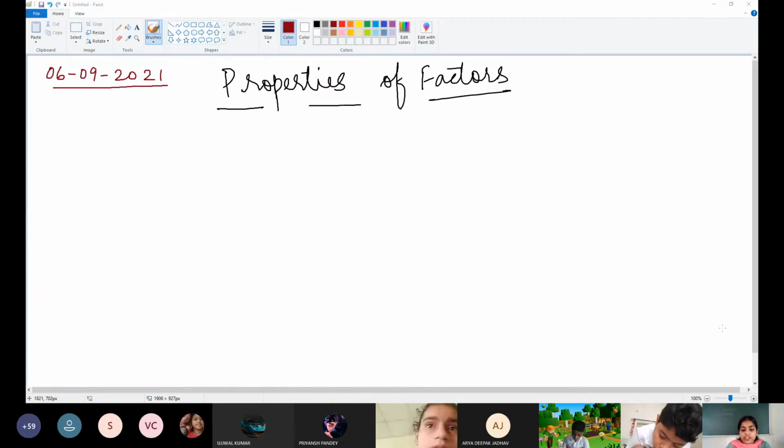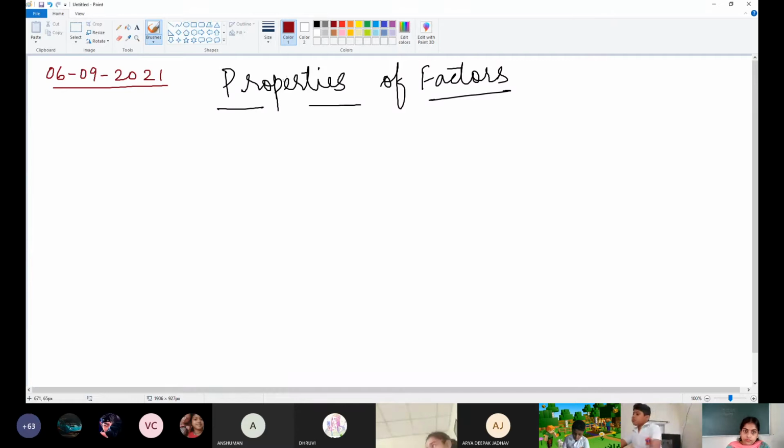Children, you have to write in your math notebook. No one will ask again and again. Mute yourself.